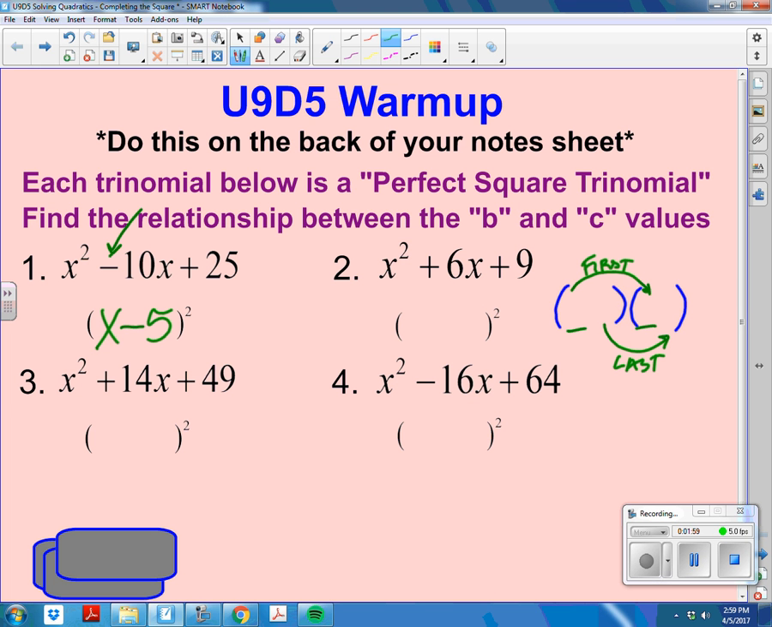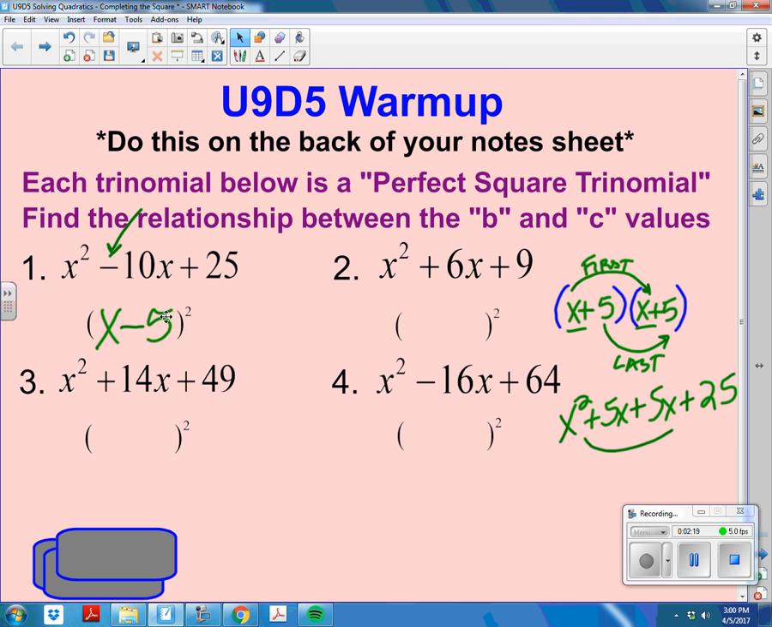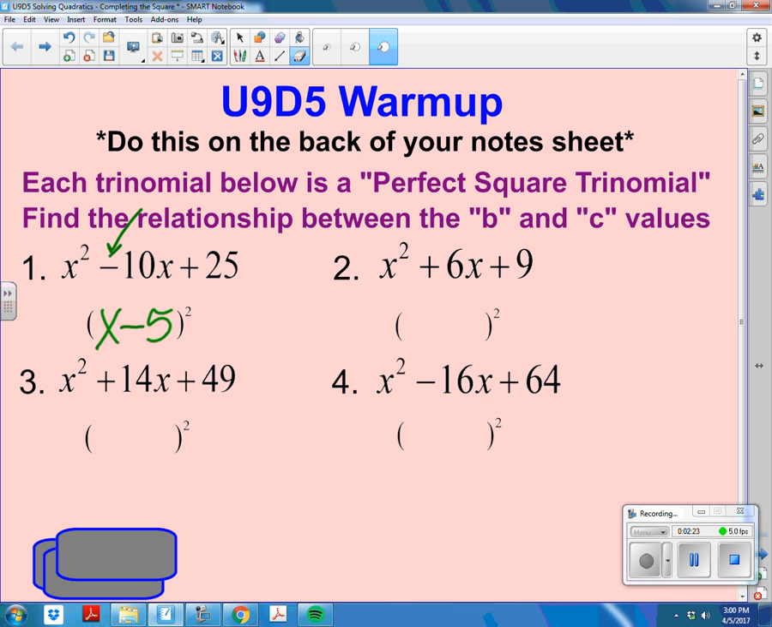If you had x plus 5 times x plus 5 and you FOILed it, you would get x squared plus 5x plus 5x plus 25, and when you combined your middle terms, it would be plus 10x. That's not what we have. We have minus 10x, which means inside that binomial, it has to be x minus 5. So let's figure out what the rest of these are.